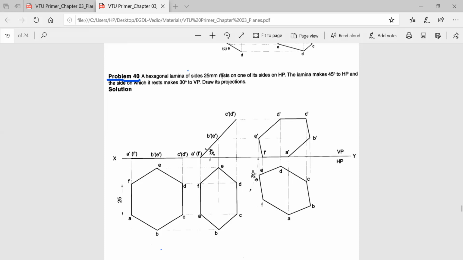Whenever it is told it is resting on one of its sides on HP, you have to start with the top view and then come back to the front view. So first you will draw the side FA, take the interior angle of 120 degrees from both sides. Please draw a line. After drawing the line, you again measure the distance 25 mm, cut an arc.